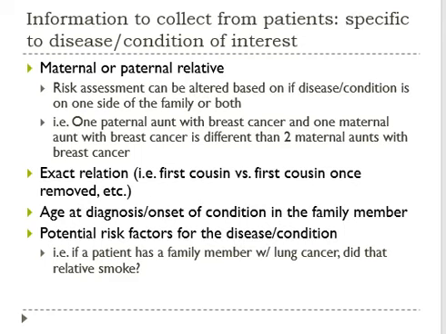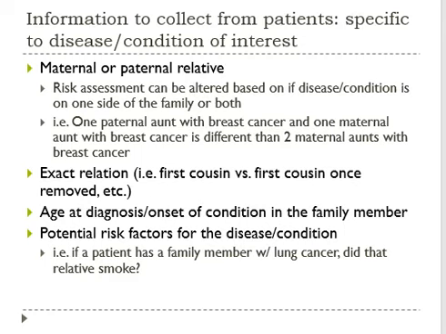Information to collect from the patient specific to the disease of interest: maternal or paternal relatives. Risk assessment can be altered based on the disease on the side of the family or both. For instance, one paternal aunt with breast cancer and one maternal aunt with breast cancer is not as concerning as if both were maternal aunts with breast cancer. Also the exact relationship, first cousins versus first cousins once removed, and the age of diagnosis of the condition in a family member.